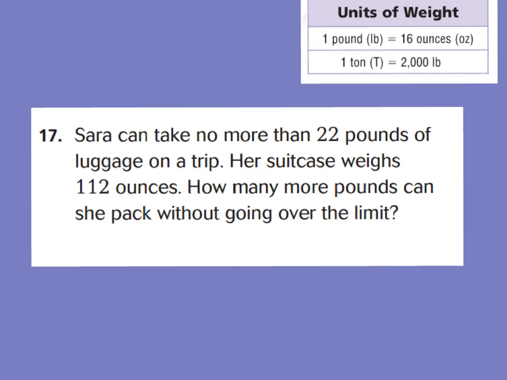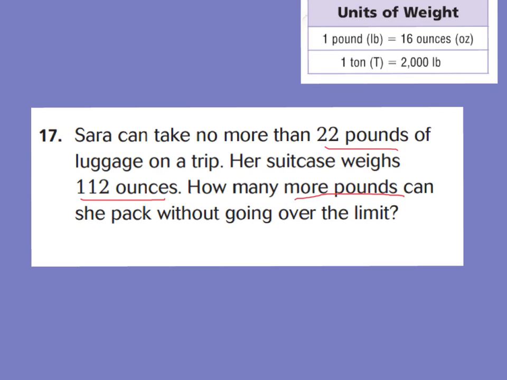Let's go on to number 17. For number 17, this one is a multi-step one, and so I really want to work through this one with you so you can understand it. It says Sarah can take no more than 22 pounds of luggage on a trip. Her suitcase weighs 112 ounces. How many more pounds can she pack without going over the limit? So what we know is that she cannot take more than 22 pounds. We know that her suitcase weighs 112 ounces. We want to know how many more pounds can she pack. So we need to first of all figure out how many pounds is 112 ounces.